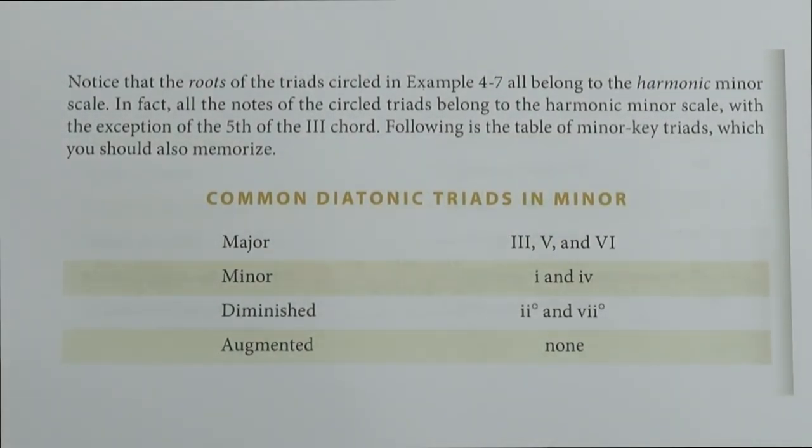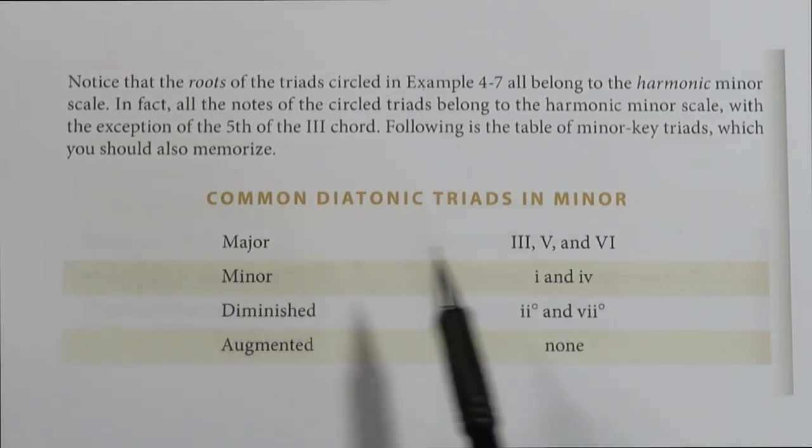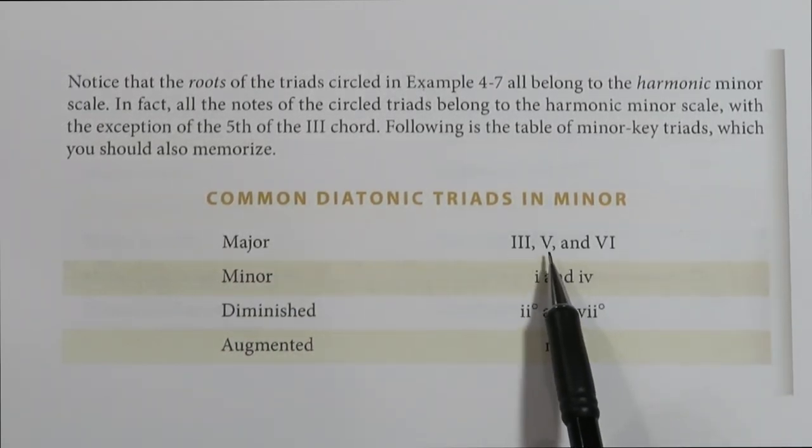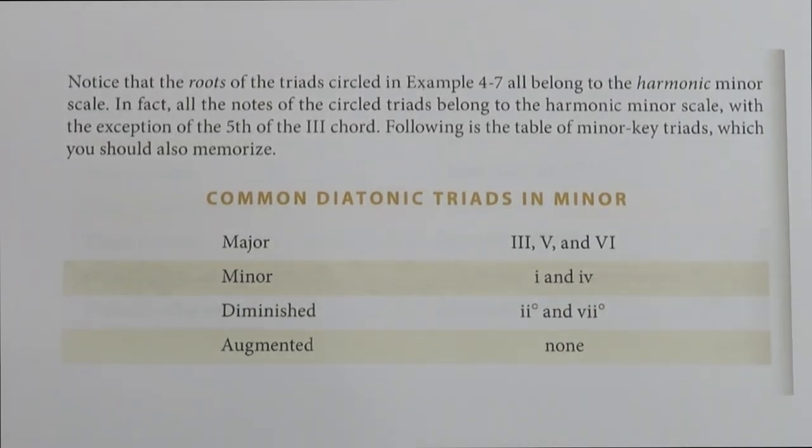So here are the most common diatonic triads in minor. The major triads are 3, 5, and 6. The minor triads are 1 and 4. And the diminished triads are 2 and 7. Okay? Yes, try to memorize that as well. And you're off to a good start.